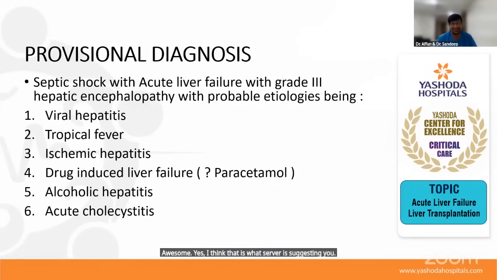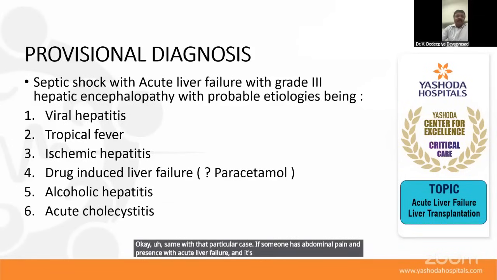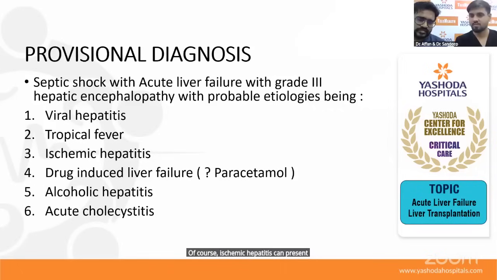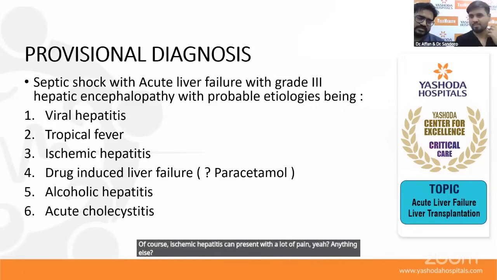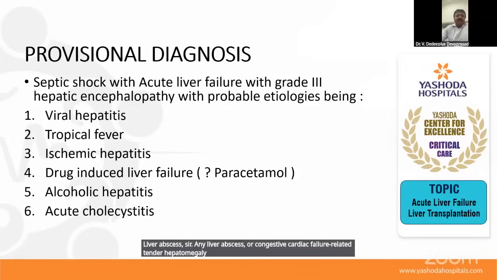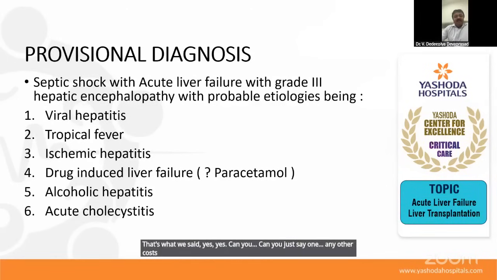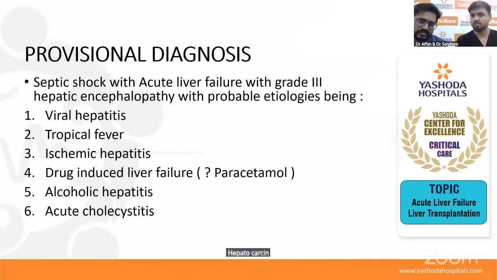Okay. Staying with that particular case, if someone has abdominal pain and presents with acute liver failure and it's not pancreatitis or a biliary cause, what else will you suspect? Of course, ischemic hepatitis can present with a lot of pain. Anything else? Liver abscess, sir, or congestive cardiac failure-related tender hepatomegaly can also be there. Any other cause where the liver becomes big? Hepatocellular carcinoma.